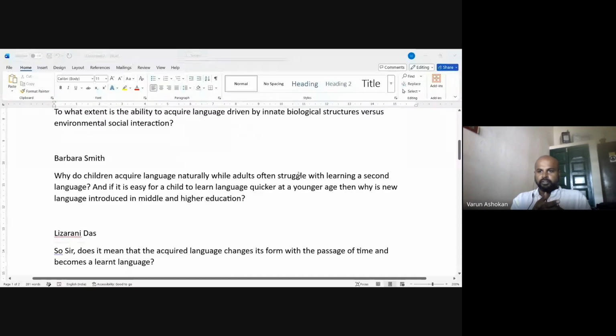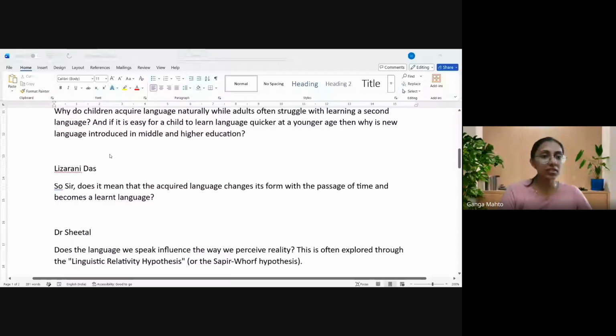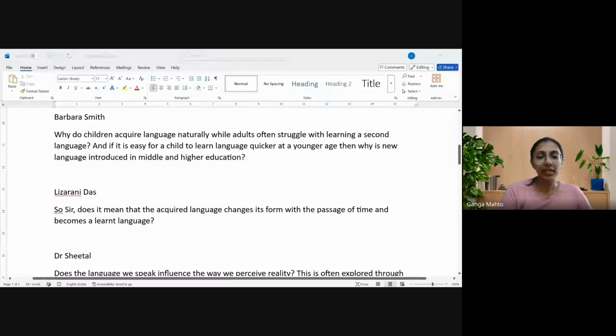Okay, sir. Now the next question is by Barbara Smith. Why do children acquire language naturally while adults often struggle with learning a second language? And if it is easy for a child to learn language quicker at a younger age, then why is a new language introduced in middle and higher education?